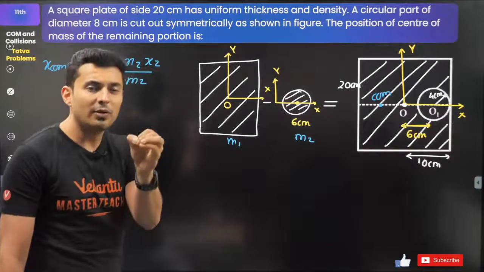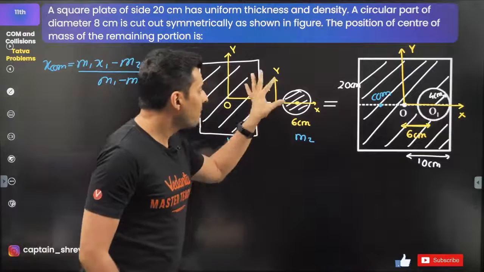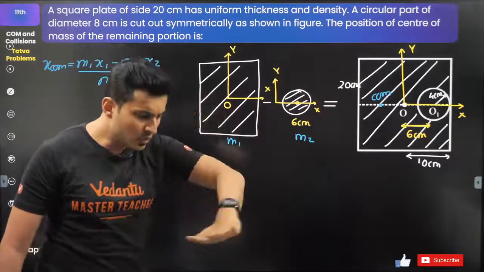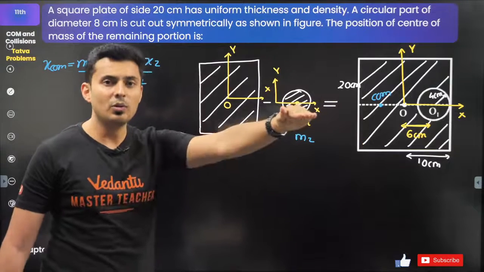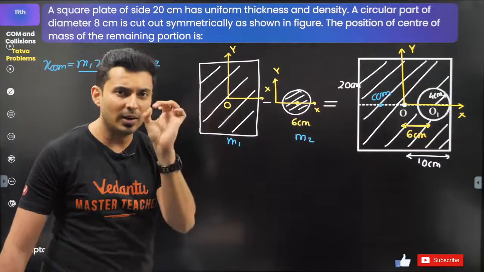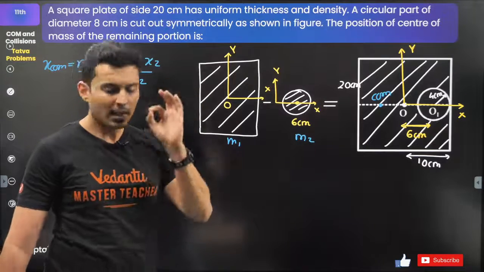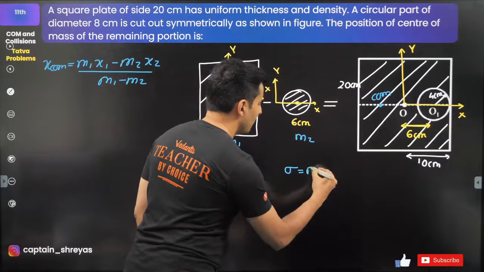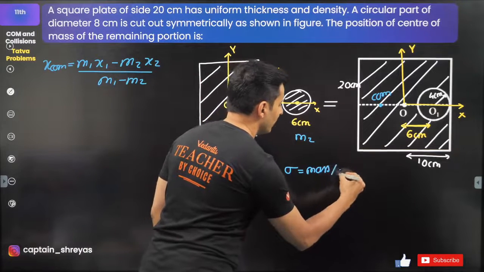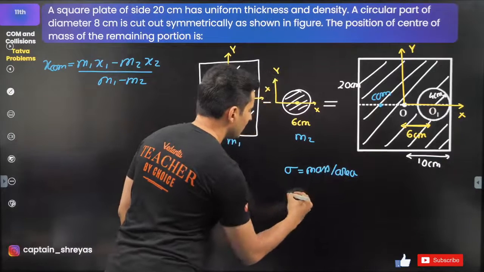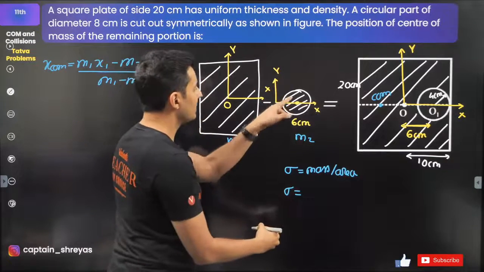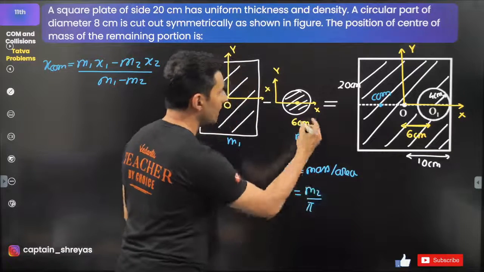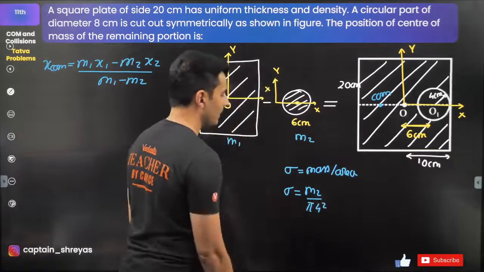So that value can be found by simple logic that the mass per unit area is the same. It's a uniform sheet, a uniform 2D object. So whatever mass you take per unit area will be the same. So here is what I'm going to do. Sigma, which is nothing but the mass per unit area: the mass of this one is m2, and the area of this one is pi into the radius, which is 4, so 4 square.